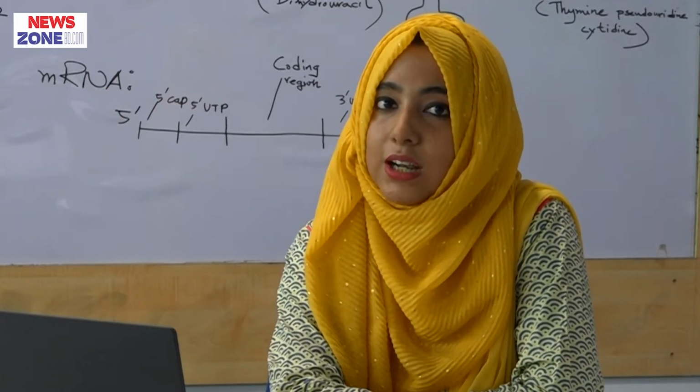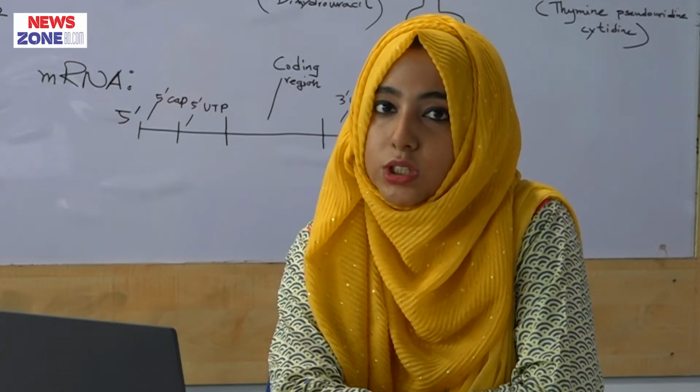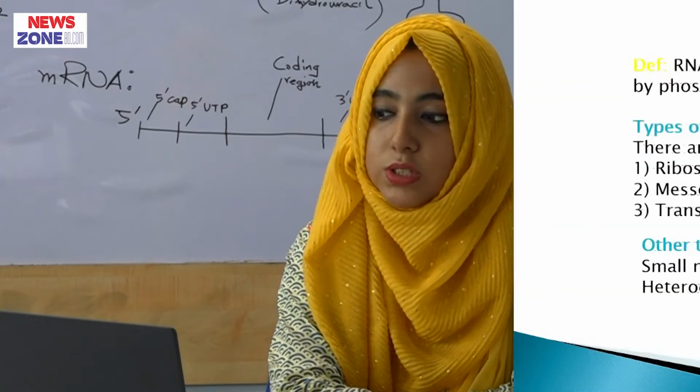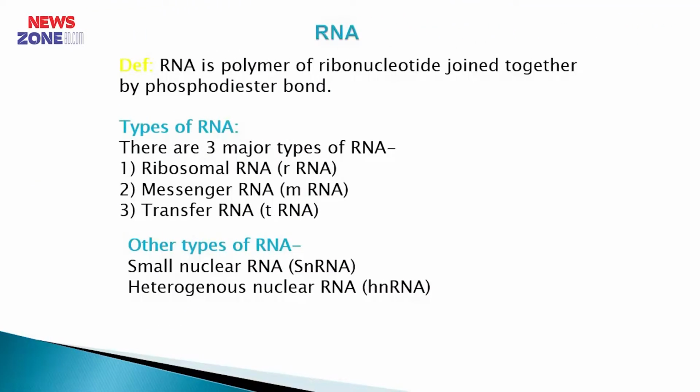Today, we are going to learn about RNA, a very important topic of molecular biology. RNA, the full form is ribonucleic acid. What is ribonucleic acid? The polymer of ribonucleotide is known as ribonucleic acid. It is linked together by the phosphodiester bond.